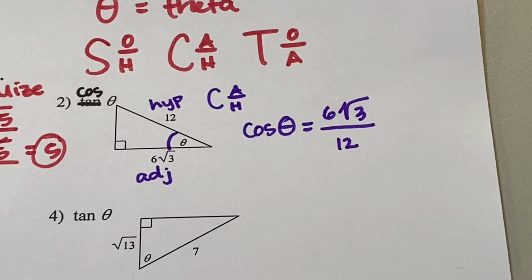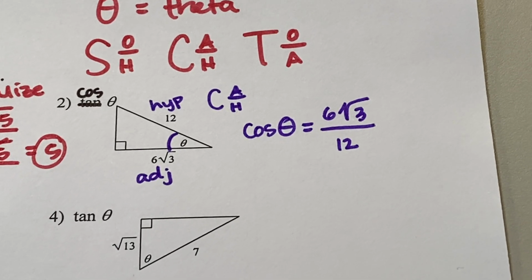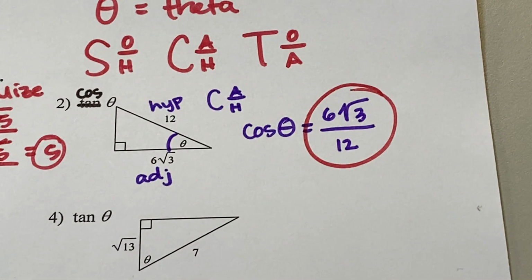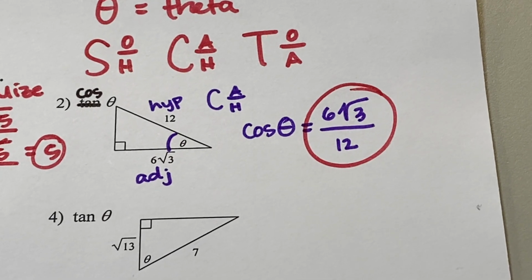Okay, now answer me this, you guys. Do I need to rationalize this? Is the radical on bottom? Is the little square root sign on the denominator? No, it's not. So guess what? We don't have to rationalize. This is our final answer. Nice. We only have to do that funny little step when the radical is on bottom.